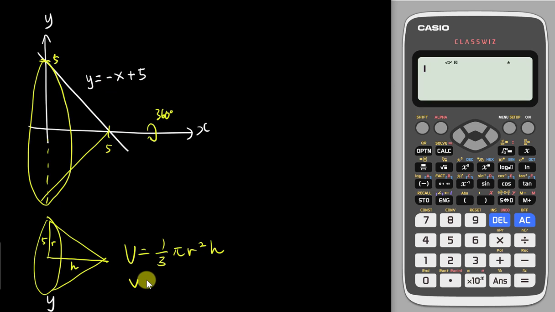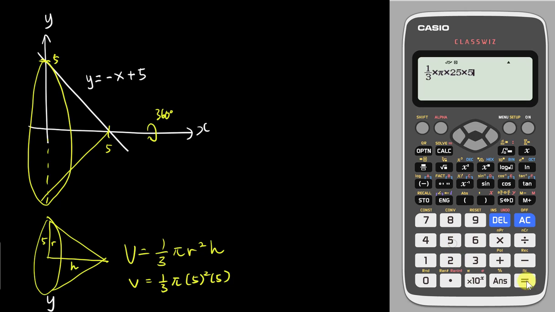So the volume for the cone is just 1 over 3 pi 5 squared 5. So you just type in the calculator 1 over 3 multiply pi multiply 5 squared is 25 multiply 5. So it's 125 over 3 pi.